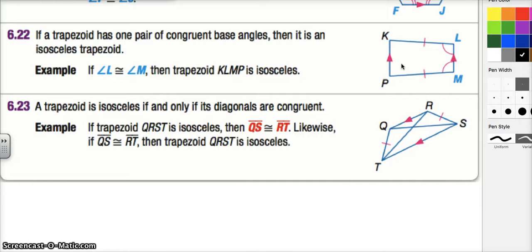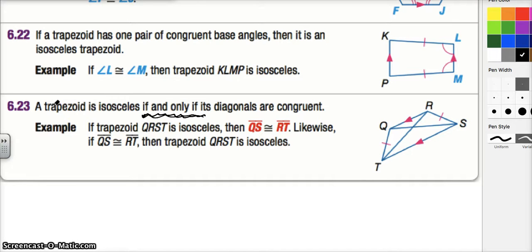Get it? Good. Theorem 6.2.3: a trapezoid is isosceles if and only if its diagonals are congruent. So this statement, if and only if, I made a little video about it that many people ignored, but if and only if is kind of like a backward-forward statement. So what it gives us the opportunity to do is say it one way.